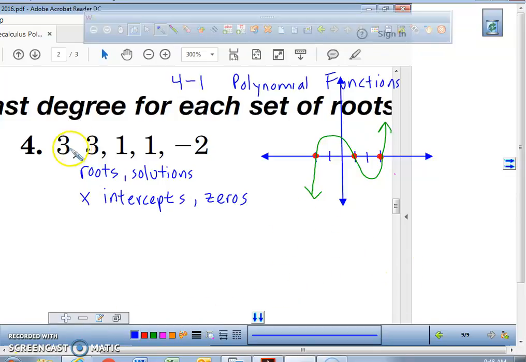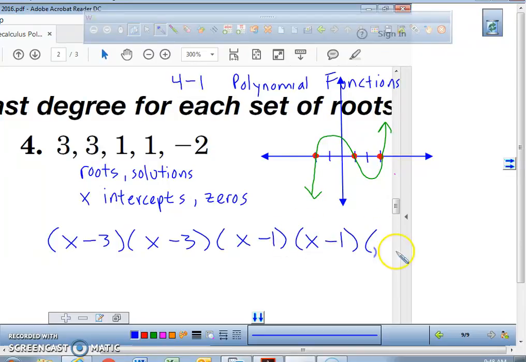All right, so how do we take these and make it into an equation? Well, it's really easy. You say x minus 3 times x minus 3 times x minus 1 times x minus 1 times x plus 2 equals 0. You're like, what the heck did you just do?